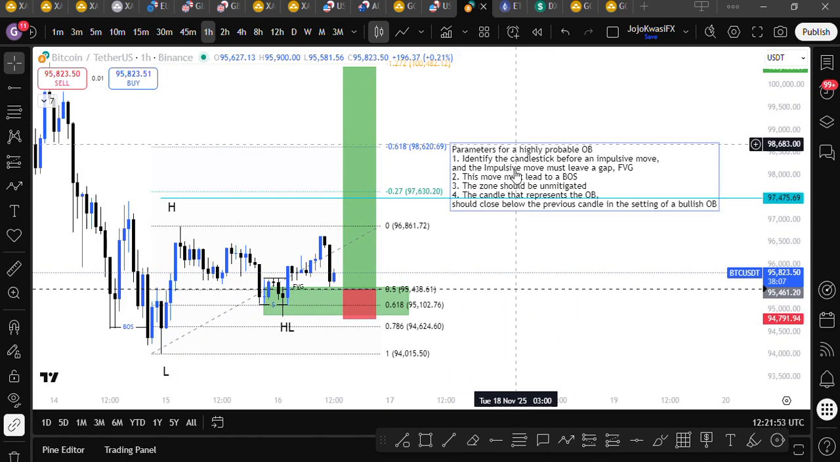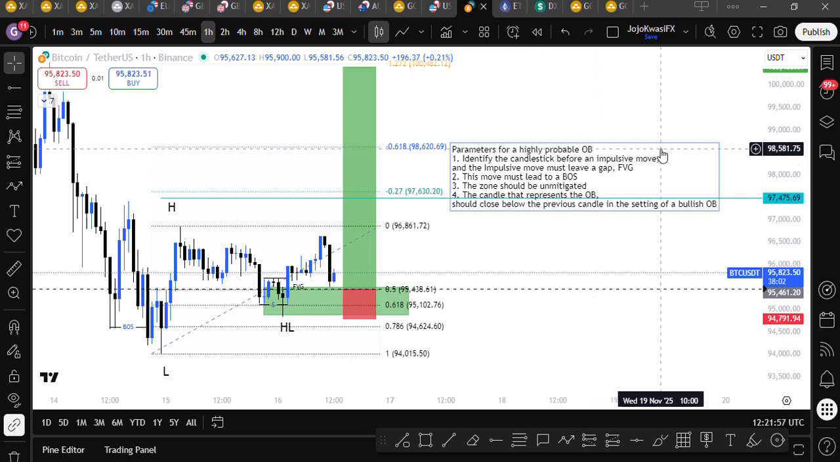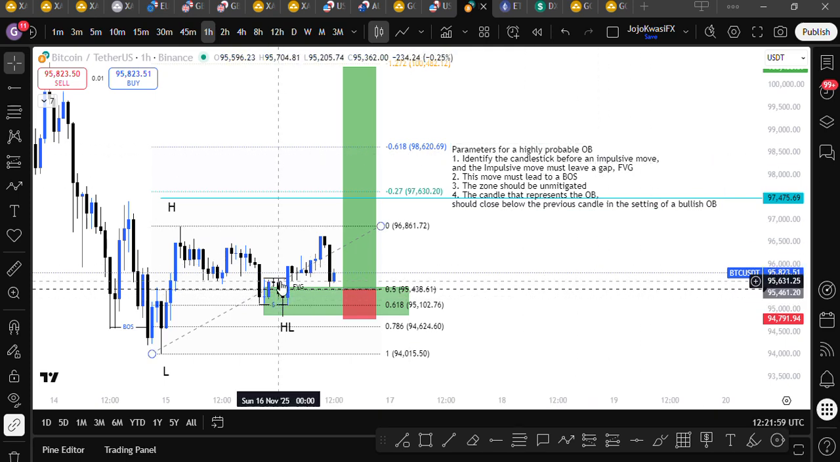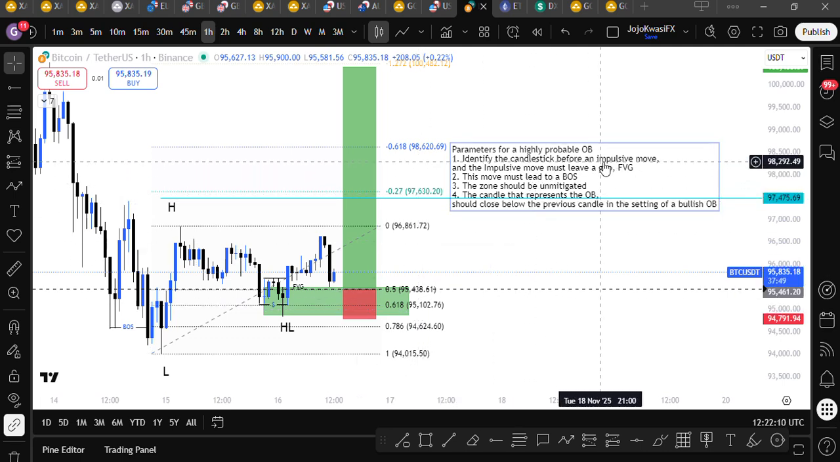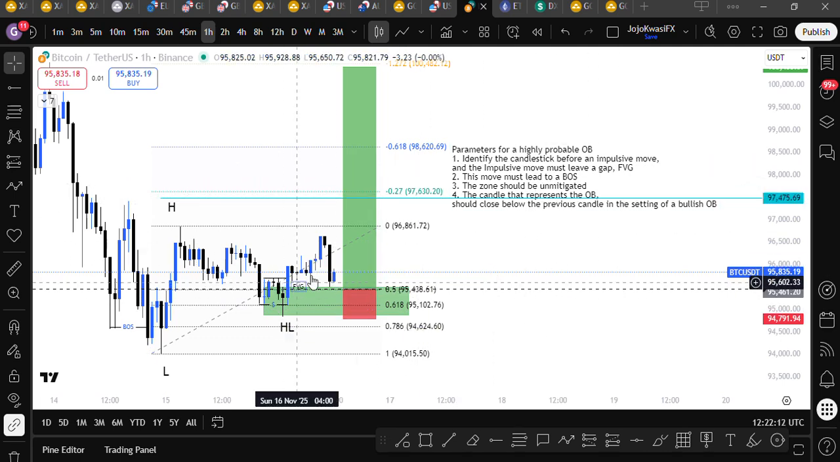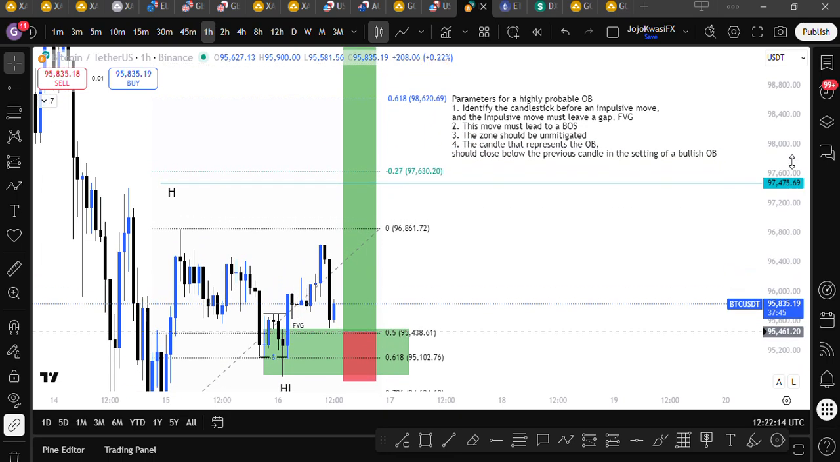So for clarity, the first is to identify the candlestick before an impulsive move, which is this bearish candle here before this impulsive move. You've identified it, highlight it, and extend it to the right side. Now, the next criterion is that it must leave a gap. So there's a gap there. Let me enlarge it for you to appreciate the gap.